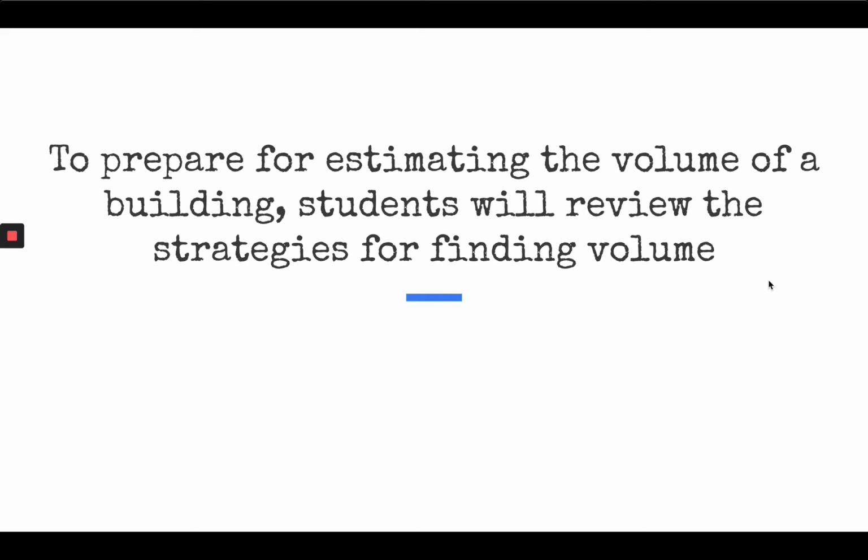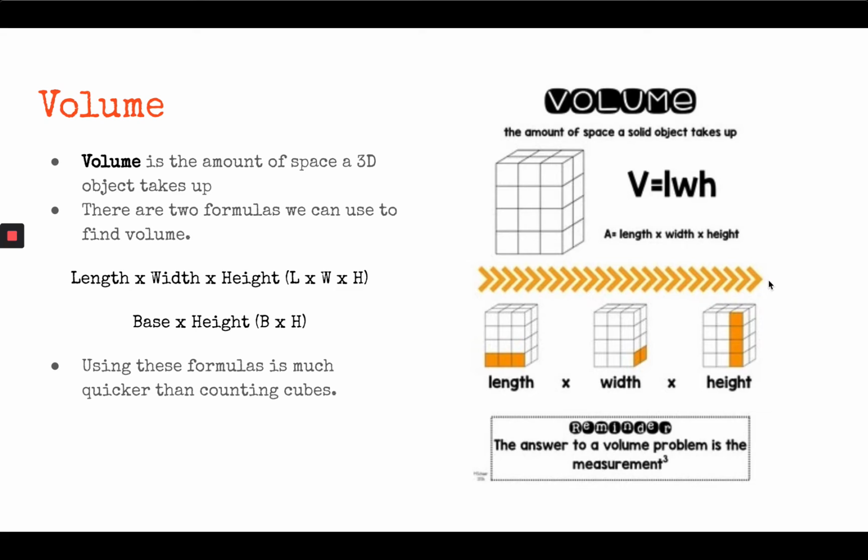We're going to review some strategies for finding volume. So here are just some reminders about what volume is. Volume is the amount of space that a 3D object takes up. So remember, a 3D object is something that you can hold, okay? A picture of a square on a piece of paper is not 3D, but that piece of paper is 3D. It's something that you can actually hold, okay?